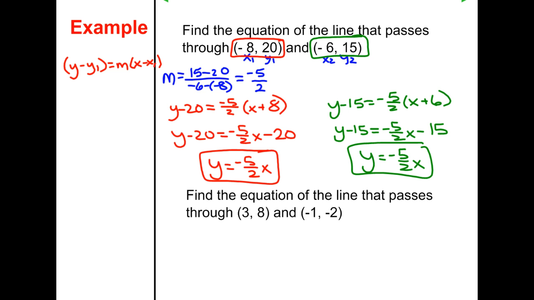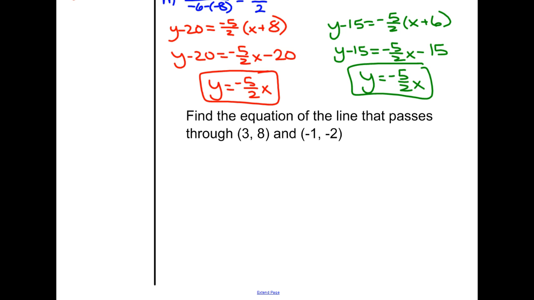Now the reason I did both of them is I want to show you that it doesn't matter which point you pick. If you found the right slope, you're going to end up with the right equation no matter how you guys plug it in. If you do the right steps and you do it correctly, you'll end up with the same thing. So pick whichever point you want. I'm going to let you guys try this one on your own. I'm going to put the answer up in 1 second.